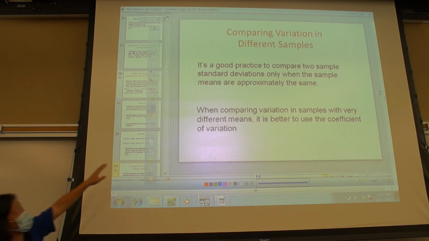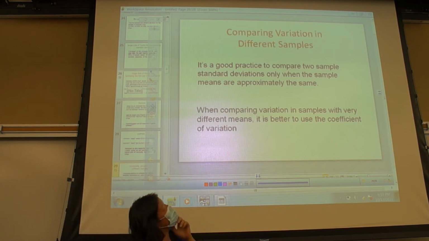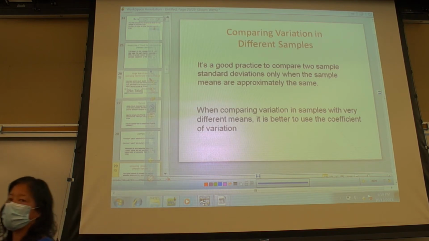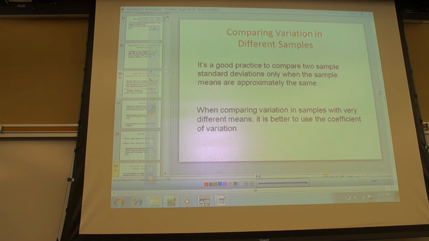Comparing variations in different samples. It's good practice to compare 2 sample standard deviations when their means are the same. If not, we use what we call the coefficient of variation. I think this is in your notes, right? You should have written that out. Now, when we compare 2 standard deviations, they're approximately the same as comparing variation in samples. So you can use either one of those words, standard deviation or variance. I don't care. Variation. You should be filling that into your notes.